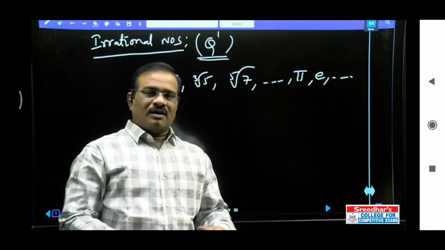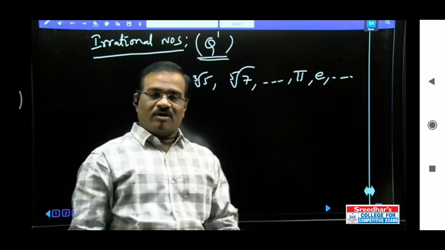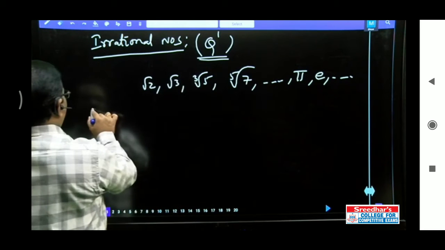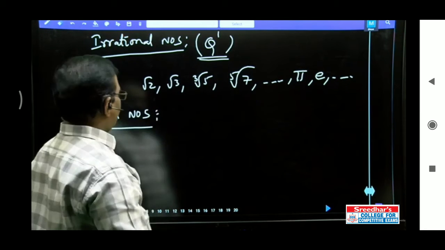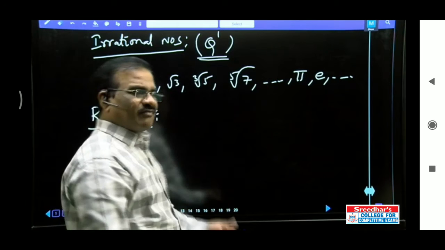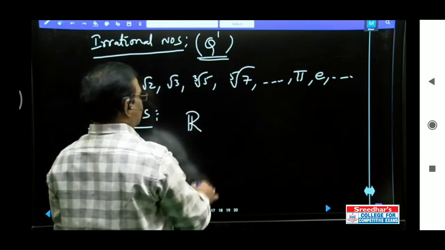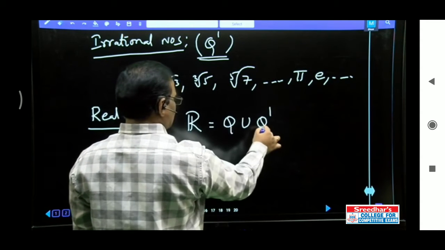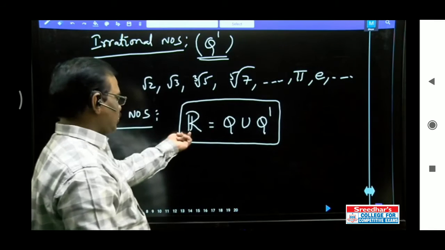Rational, irrational. Any real number which can be expressed in the form of p by q is called rational, and any real number which cannot be expressed in the form of p by q is called irrational. Q and Q complement. Next set is real numbers. Rational and irrational: the real number set is denoted by capital R. Capital R is the combination of both rational and irrational. Rational is Q, irrational is Q complement, and the union of these two is real. The real number set is denoted by capital R.